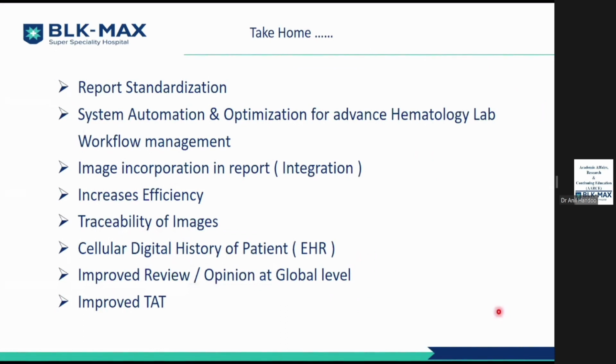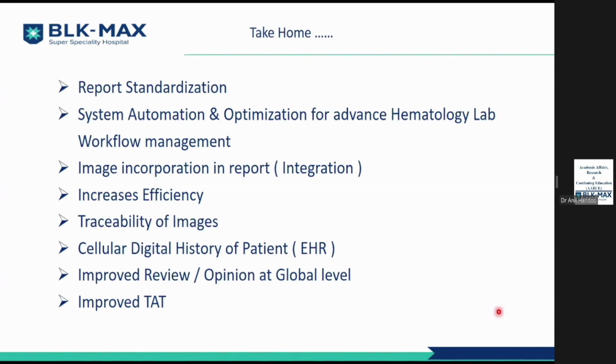So to take home, what does it help you with? It helps you to standardize your approach to the morphology. It helps you to automate and optimize your lab for advanced workflow management in your laboratory. It can potentially help you to incorporate the image in your report. And sometimes, when you're sitting remote, you would like to get the images and see what kind of case you are dealing with. It obviously increases your efficiency. It helps you with the traceability of images, and you can also have cellular digital history of a patient.